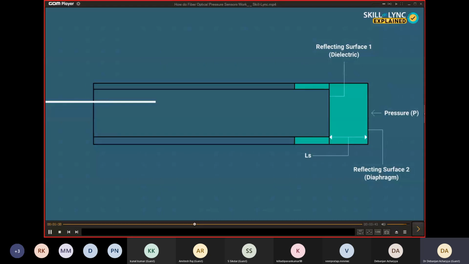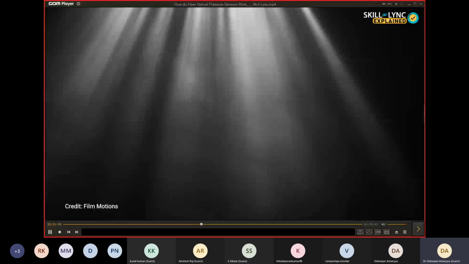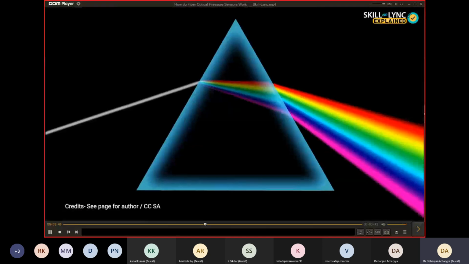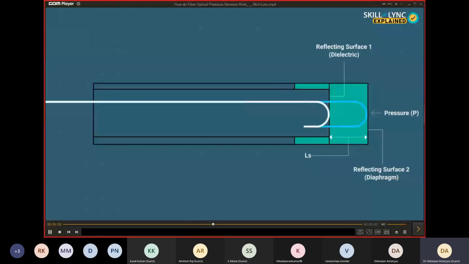Now, white light is passed to measure the pressure. Now, the question may arise, why specifically white light? We know that white light is a combination of several other colors having different wavelengths. When the light is passed through the fiber, a part of the light hits the first reflecting surface and bounces back, and the rest reflects back from the second reflecting surface. After reflection, these lights get superimposed, and by measuring the distance traveled by the light, the pressure can be determined. By calculating Ls, this unknown pressure will be determined.